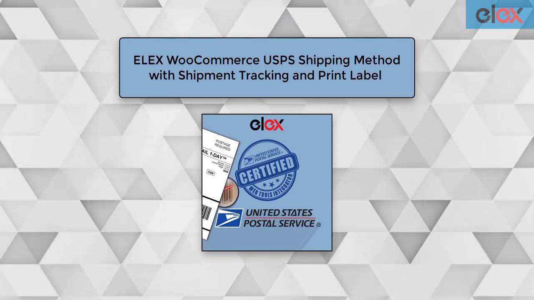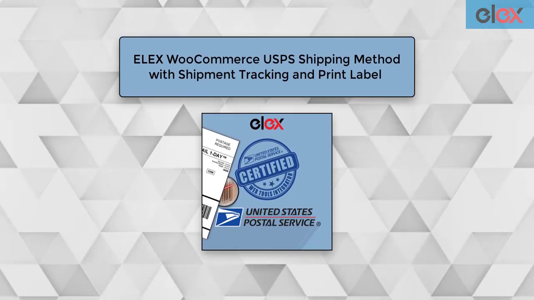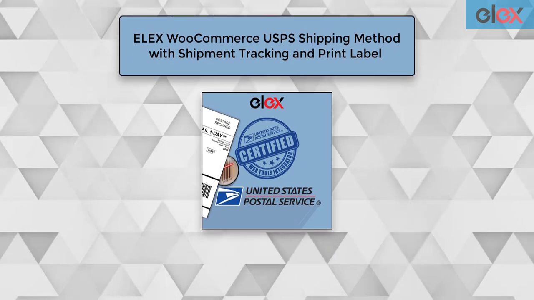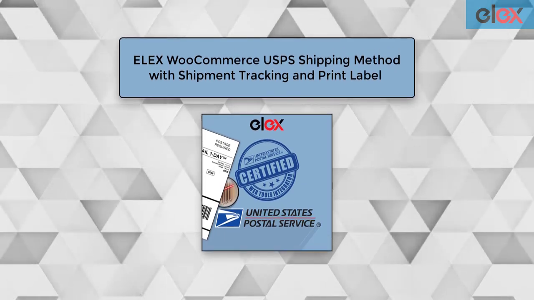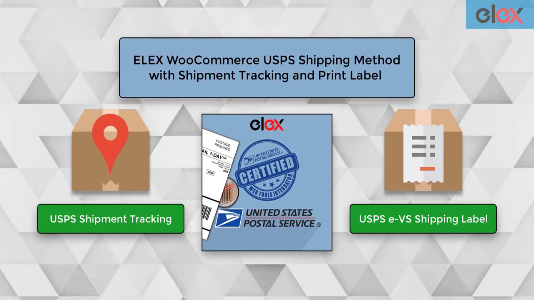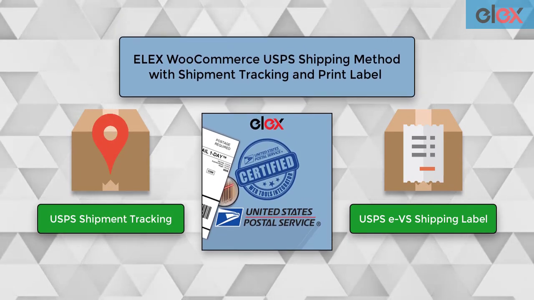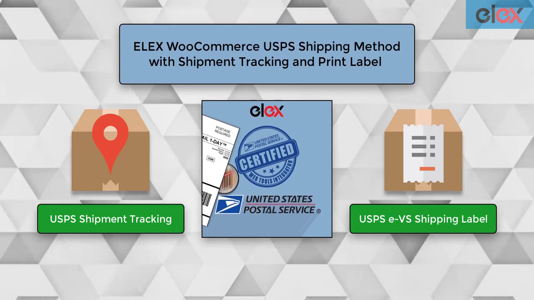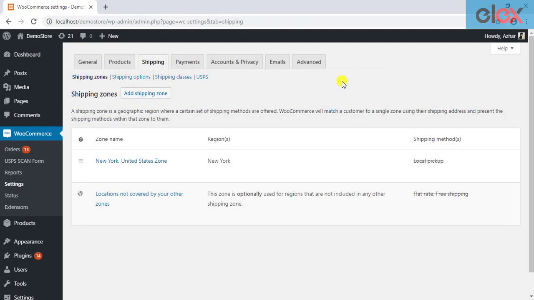You can access USPS real-time rates easily using the ELEX WooCommerce USPS shipping plugin with Shipment Tracking and Print Label. With this plugin, you can also print EVS shipping labels and track shipments. You can find the plugin settings in the WooCommerce shipping settings.